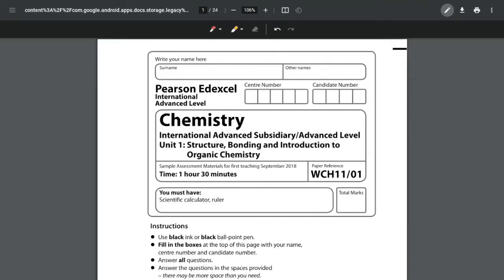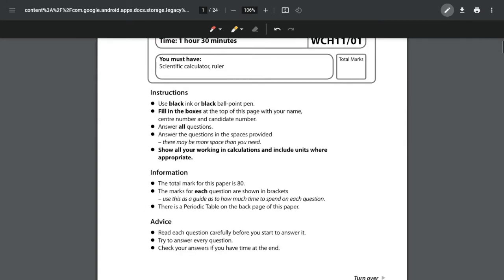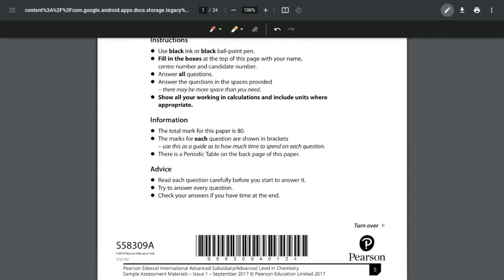This video is going to be looking at the sample assessment papers for the International Advanced Level Chemistry from Edexcel, and we're going to be focusing on Unit 1, and we will be looking at the multiple choice section. So section A is the multiple choice, and that is a total of 20 marks out of the overall 80.